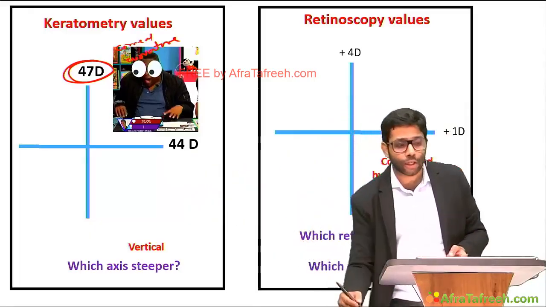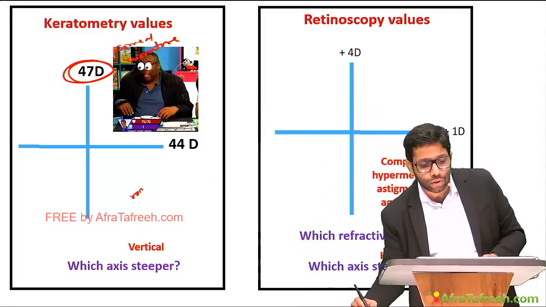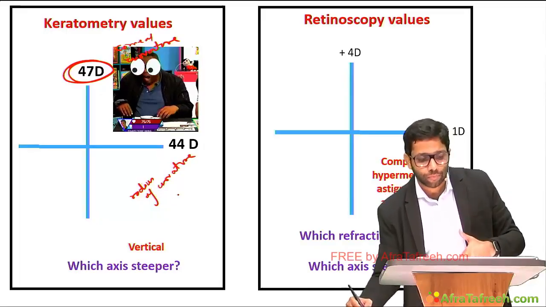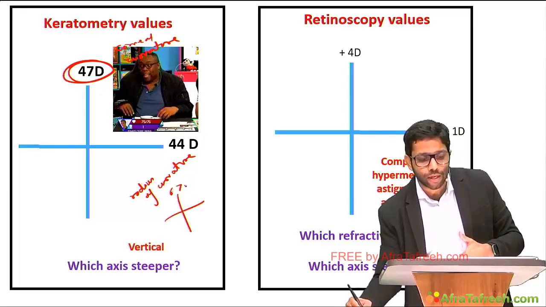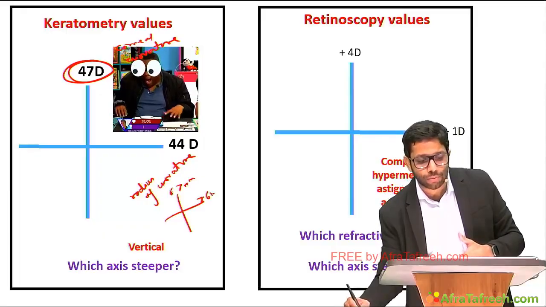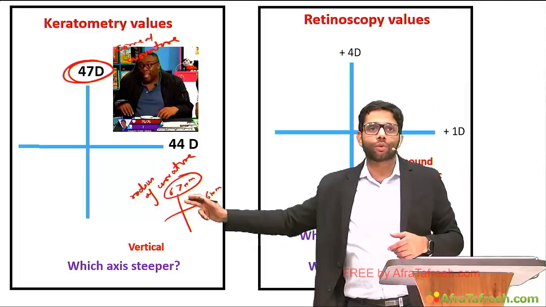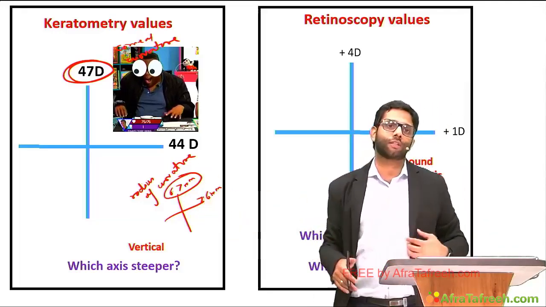They can ask from keratometry in radius of curvature also. I hope you know from the class, the smaller the radius of curvature, the steeper the axis. So, for example, if I give you an extra question, 6.7 and 7.6 millimeter radius of curvature, 6.7 is the steeper axis. Here answer is with the rule. The smaller the radius, the more curved the surface.